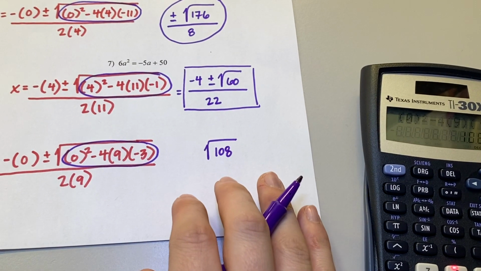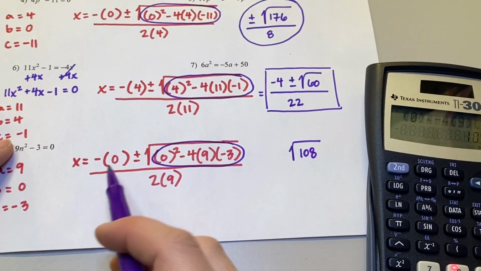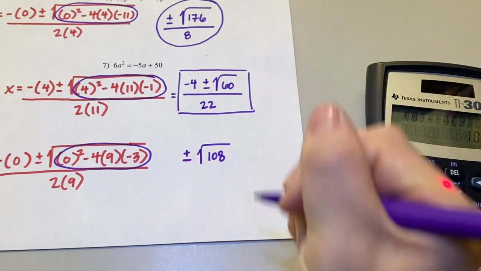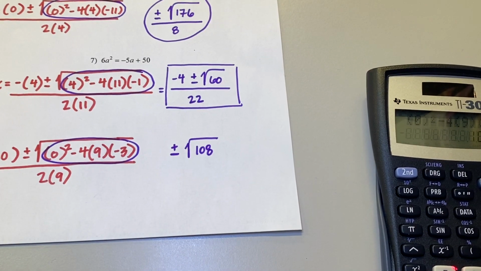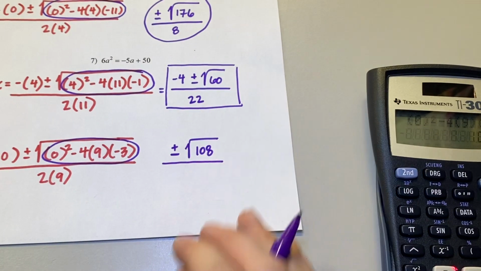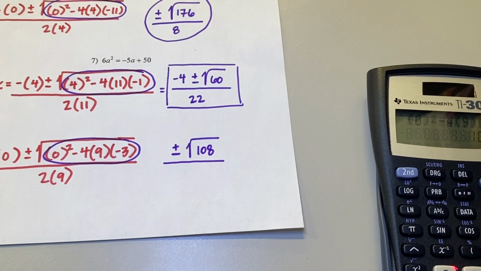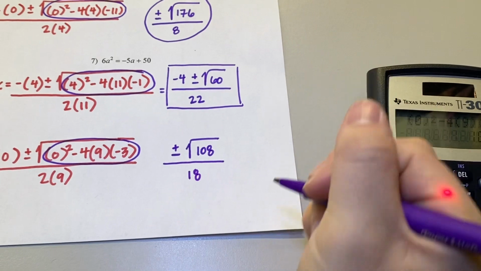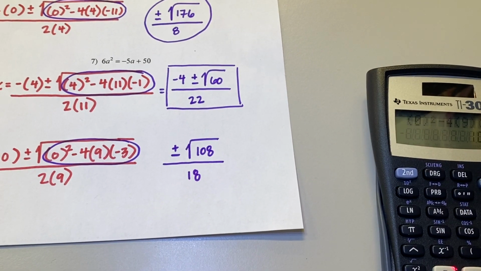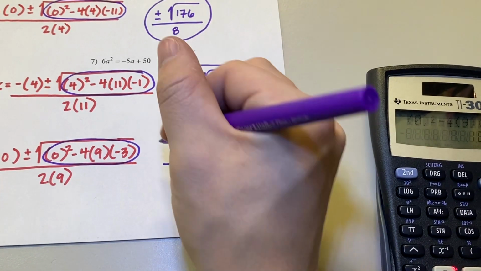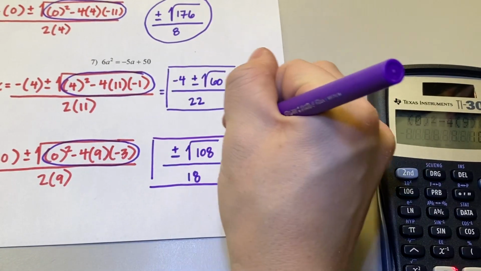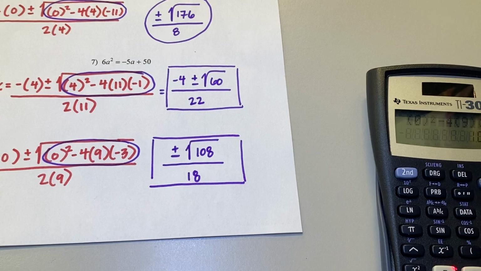Calculator is great. Okay, we don't have anything in front. Negative 0 is just 0. So just keep your plus or minus there. And then it's being divided by 2 times 9. Well, what is 2 times 9? 18. I know 108 is not a perfect square, so it can't be simplified. Well, we don't want to. It could be simplified, but we're just going to leave our answer just like that.